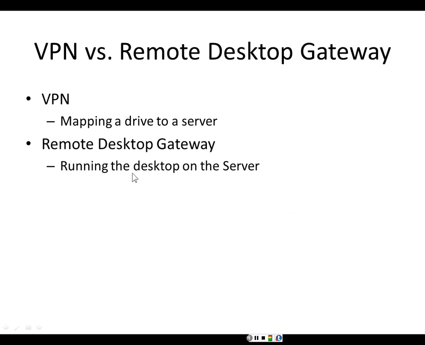The difference between a virtual private network and a remote desktop gateway is this. A virtual private network allows you to access files which are on the hard disk of the server at work, but you're still running all programs on your own computer. Whereas with remote desktop gateway, you are running the desktop on the server. You are running a virtual machine on the server. The difference is simply accessing the hard drive of the server versus running a remote desktop on the server.